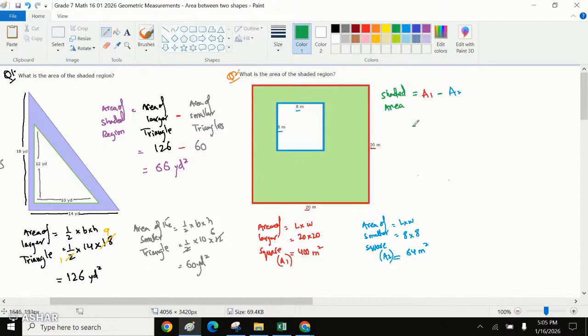So can we say area 1 was 400 minus 64, right? So we get 336, I think. 400 minus 64, 336. So we can say the shaded area comes out to be 336 meter square. Okay, do we agree on that? That the area is 336 meter square.